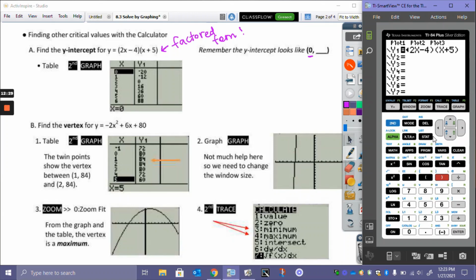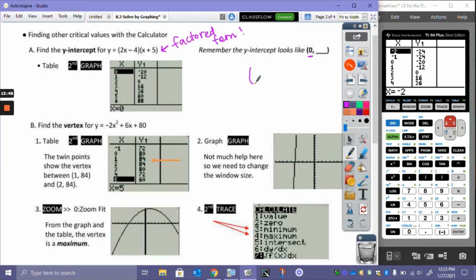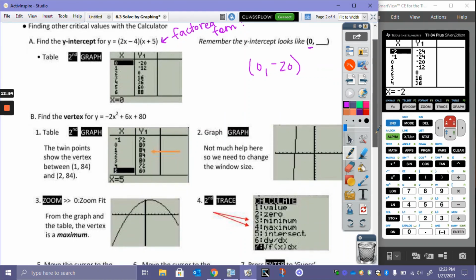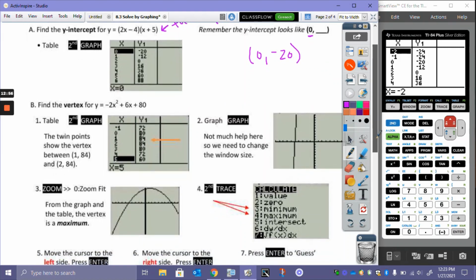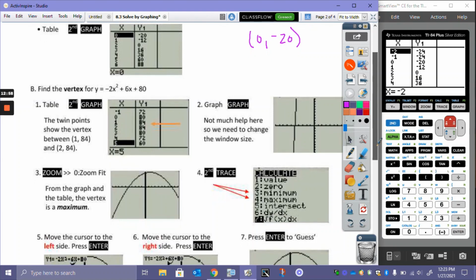All right, so then we're going to go to our table, and we go to our table by hitting second graph, and it pulls up a table for us. Okay, in order to find our y-intercept, we're just looking for an x value of 0. So notice we have our x value of 0 right here, 0 and negative 20. So our y-intercept is 0, negative 20. Right, so you can find your y-intercept in a table as long as you're dealing with integers.